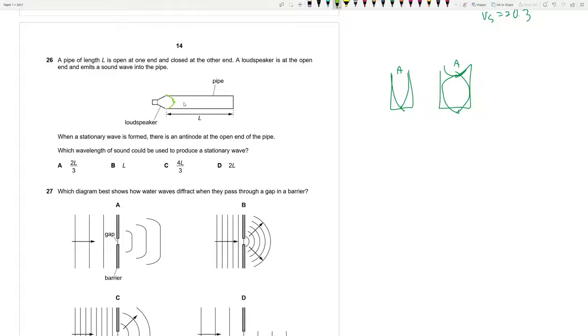So the next pattern is like this. Okay, so this is antinode, antinode, node. Antinode to antinode is lambda by 2. Antinode to node is lambda by 4. So 1 by 2 plus 1 by 4, that's 3 lambda by 4 is equal to L. Lambda is equal to 4L by 3. Are we seeing that? Yes, we are. So 26 is C.